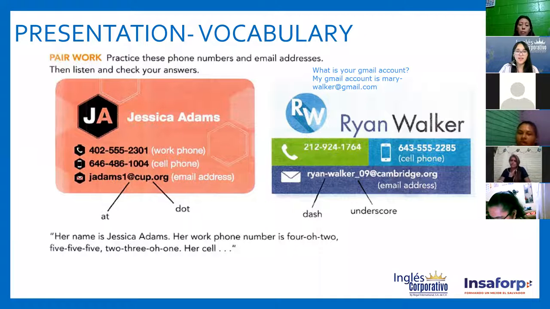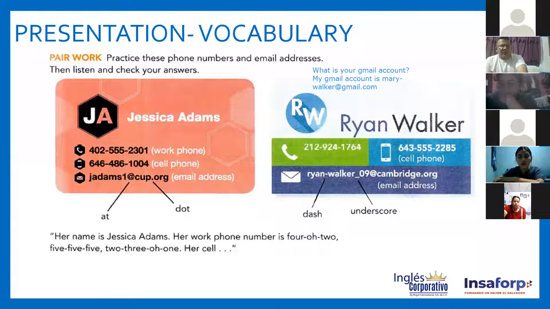What is your Gmail account? Hello, Oscar? Okay, no está Oscar. Okay, what about you, Manuel? What is your Gmail account? Hello, Manuel Garcia? No. Okay. What about you and me? Aquí estoy. Ah, okay.